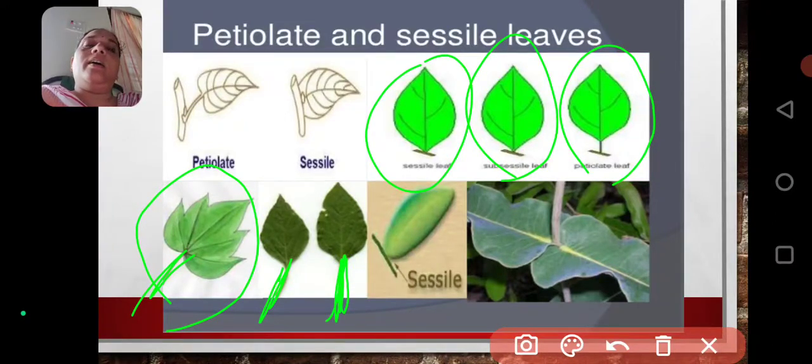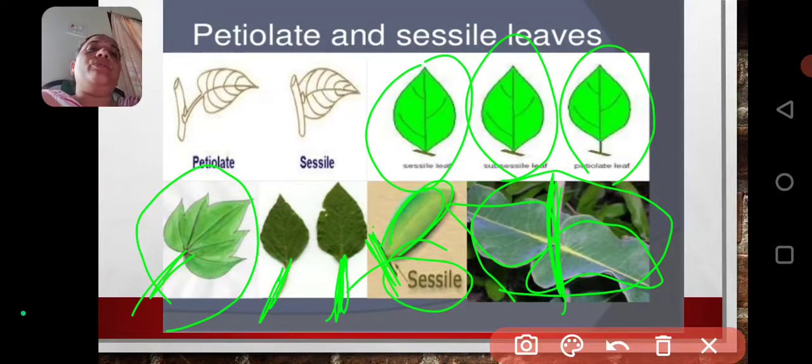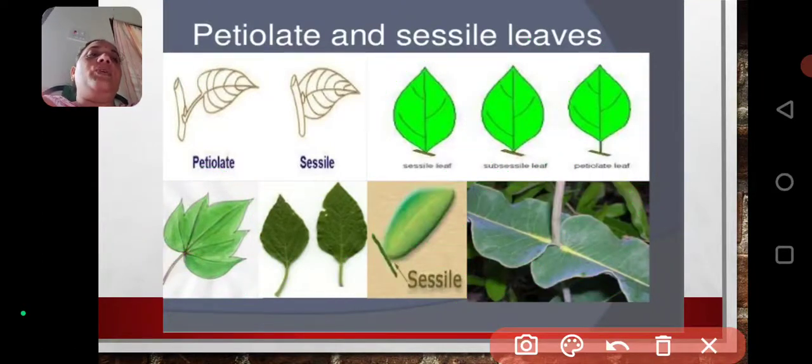Here observe this diagram. This is a twig, this is a leaf. The leaf directly attaches to the twig. So this is called sessile. Here is another picture. Two leaves are opposite leaves and these opposite leaves are directly attached to the stem. There is no petiole. So this type of arrangement is called sessile.